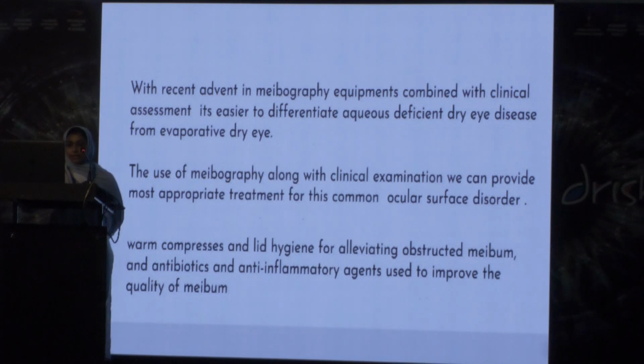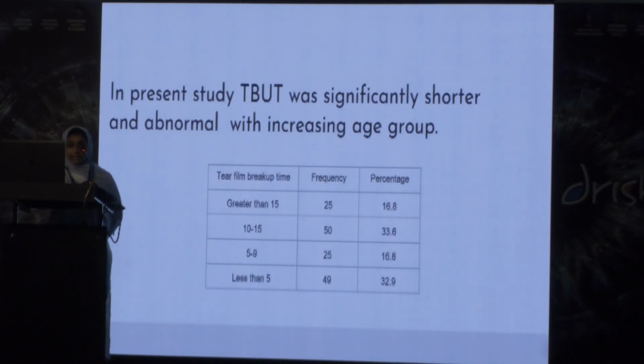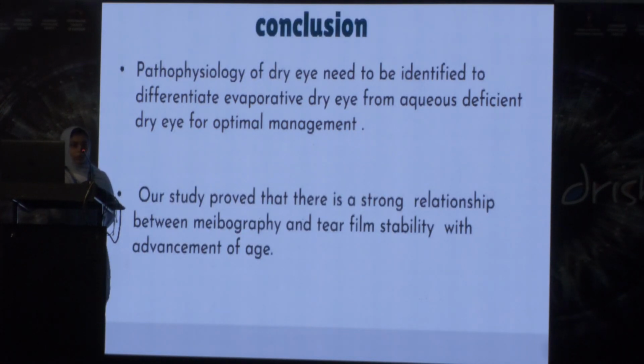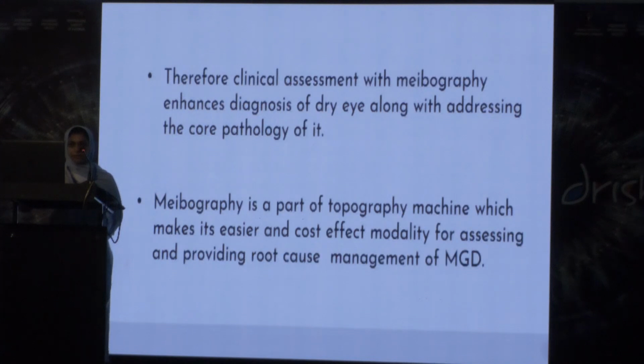And in the present study, tear film breakup time was significantly shorter and abnormal with increasing age group. So to conclude, the pathophysiology of dry eye needs to be identified to differentiate evaporative dry eye from aqueous deficient dry eye for optimal management, and our study proved a strong relationship between meibography and tear film stability with advancement of age. Therefore, clinical assessment with meibography enhances the diagnosis and addresses the core pathology of the disorder.